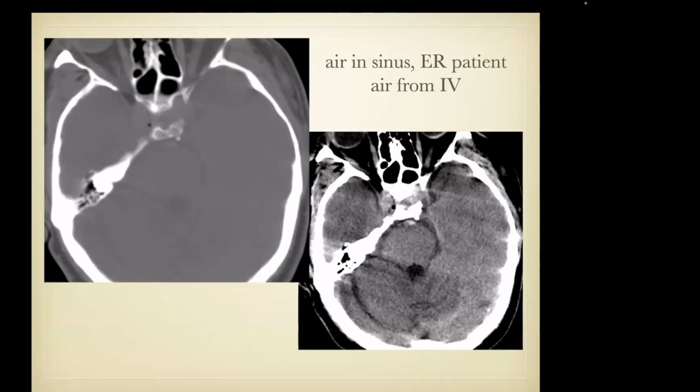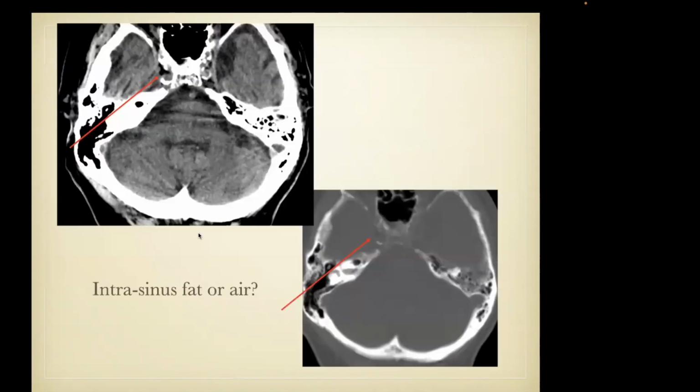I've seen cases of air in the superior ophthalmic vein. I've seen it in the jugular vein. You see it in many places, but this is not something that should be alarming and does not mean that there's a fracture. Now, don't confuse that with this, however. Here you see it looks like it could be air on the regular CT window, but when you go to the bone window, it disappears.